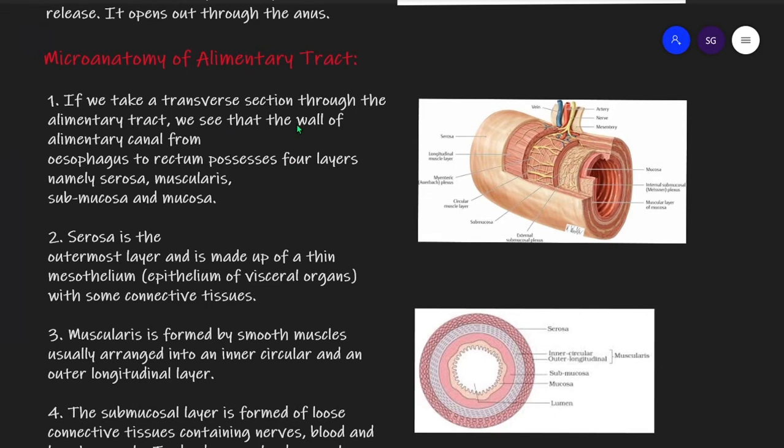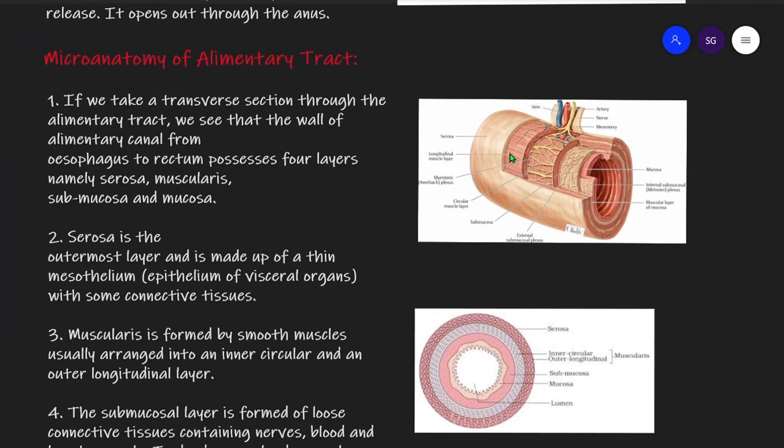There you will see the wall of the alimentary canal from esophagus to rectum possesses four layers, namely serosa, muscularis, submucosa and mucosa. First one is serosa, this skin colored part. This is the outermost layer, and these two layers are muscular in nature, so this is the muscularis layer.